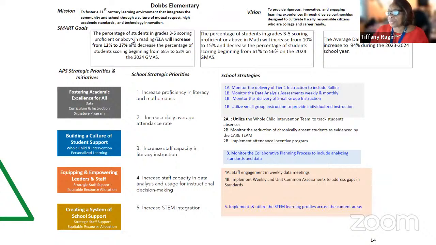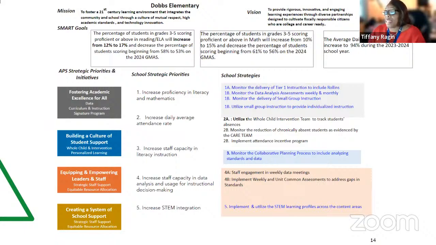These are the same SMART goals here, which are ELA, math, and attendance. And our initiatives are from the district, which are the APS priorities and initiatives to foster academic excellence, build a culture of student support, equip and empower leaders and staff, and create a system of school support. You see the subtopics under each. We typically always have 5. However, some of ours have changed since we started the school year. And for those who don't know, we were identified on the CSI list, which we're trying to make changes to, because the data dropped over a period of time. So we want to make sure that we are continuing to increase, so that the data is going in the right direction. And so far it is, and you'll see that data later in the presentation as well.